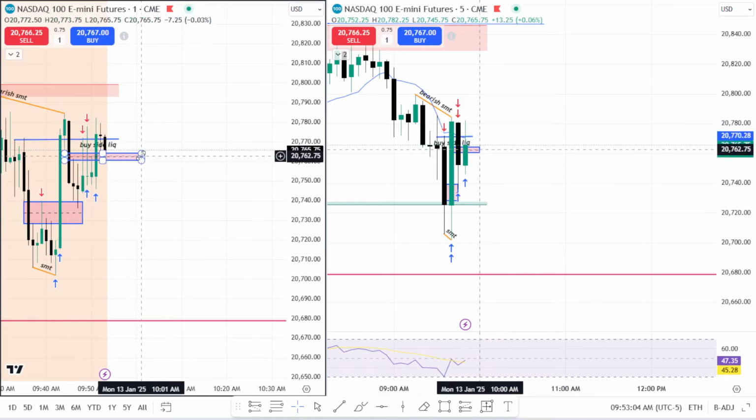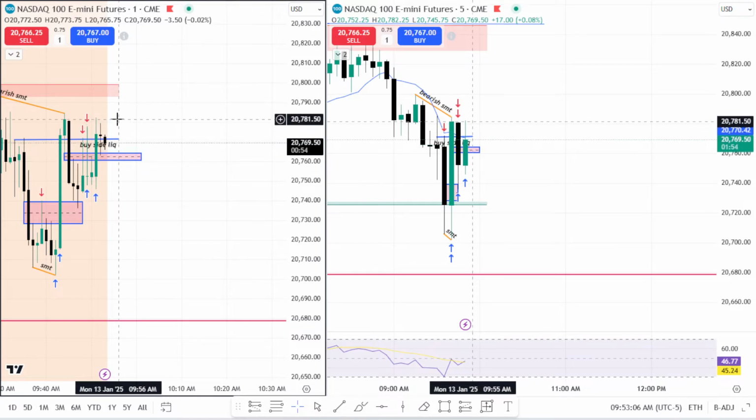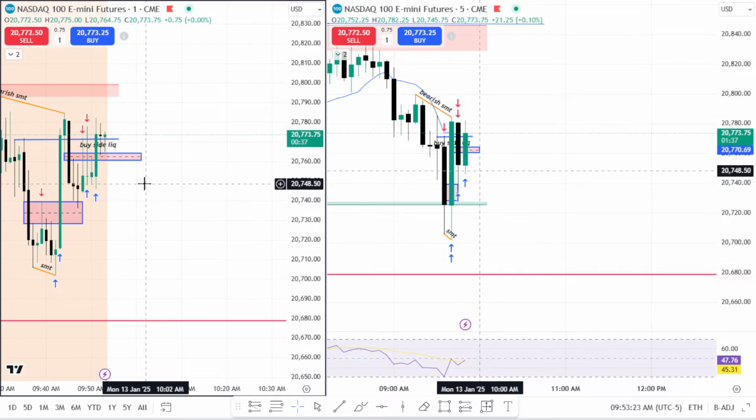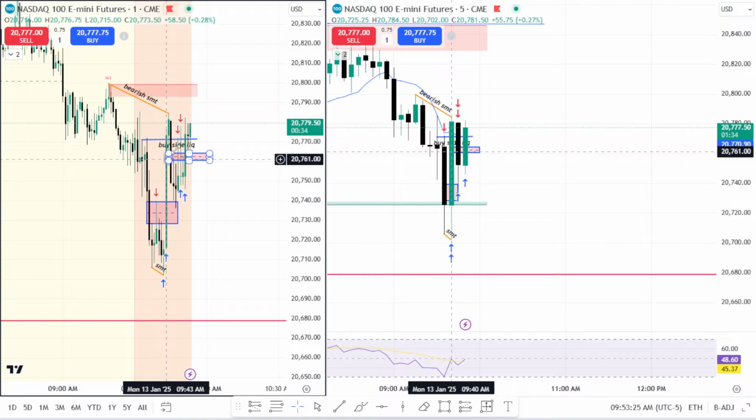Boom, boom, boom. Smooth little break even setup. So yeah, nothing too crazy like we had earlier. Just two trades. Still aren't up on the account.